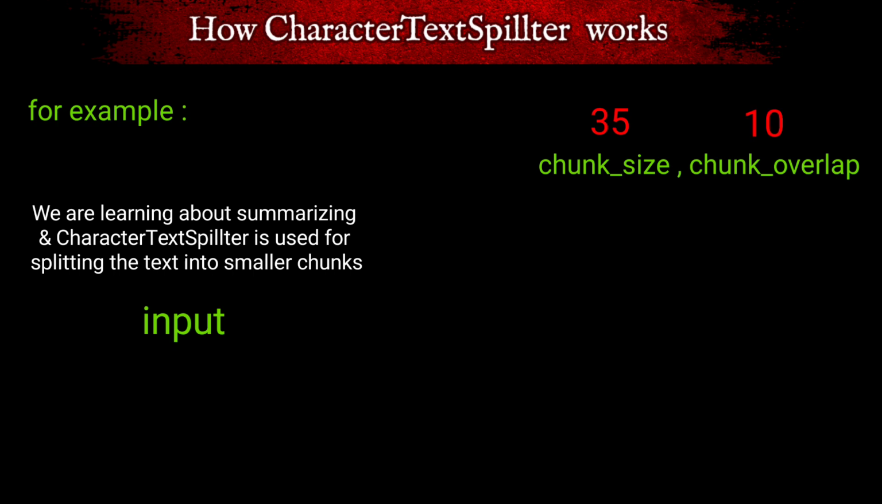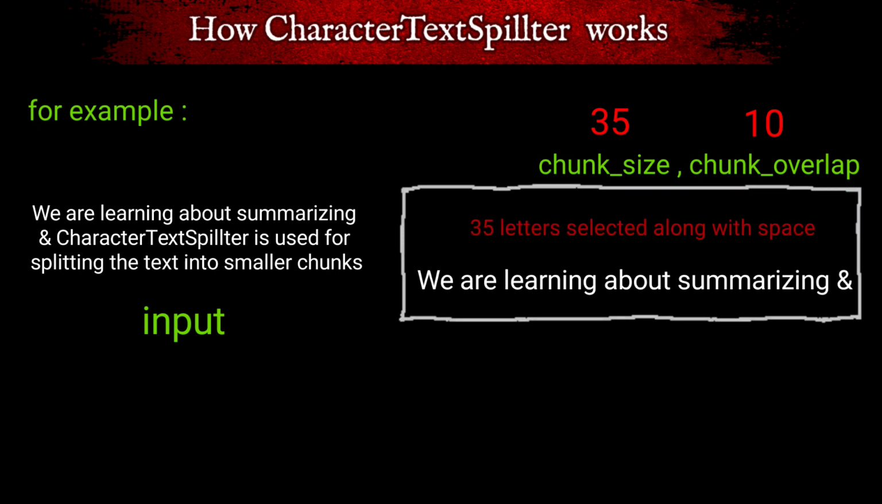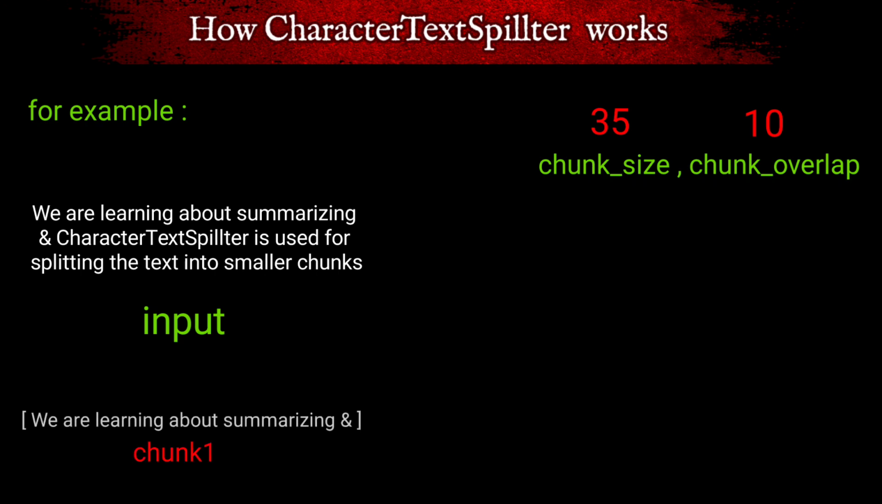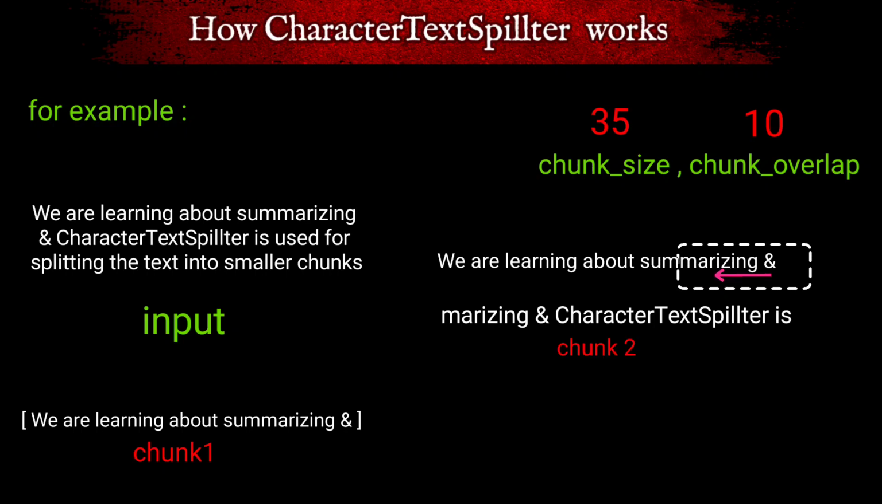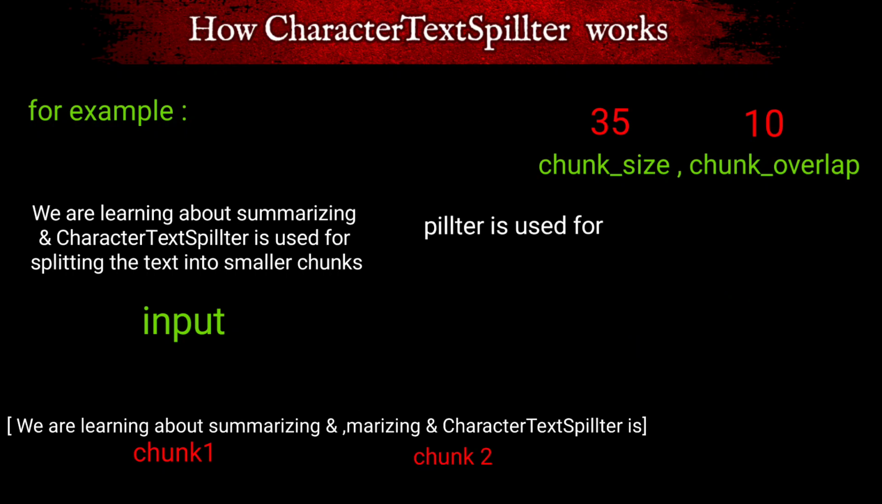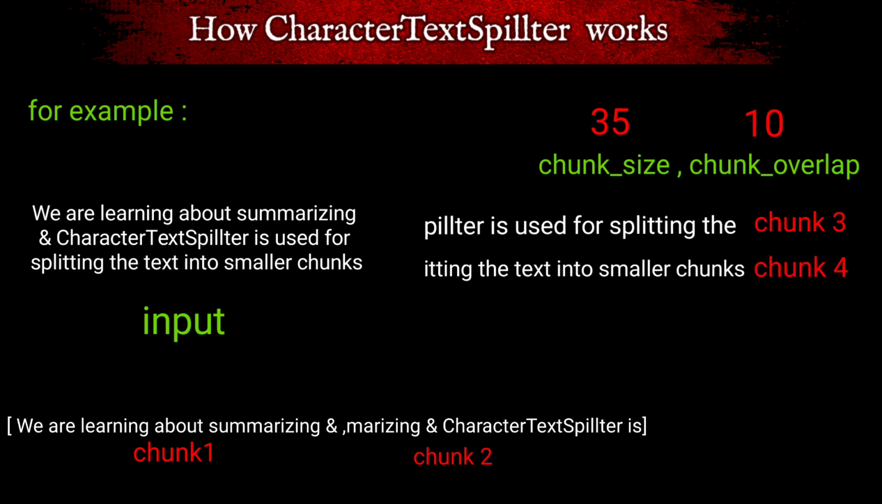So for our given input, the first 35 letters and spaces are considered to be in the first chunk, like this. Then the second chunk will be considered as follows. From the end point of the first chunk, it will overlap 10 letters and count 35 characters from there to create the second chunk. In a similar manner, the whole input will be split into multiple small chunks. In this way, splitting happens.